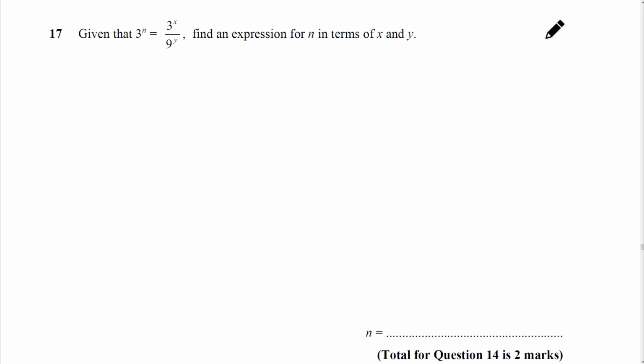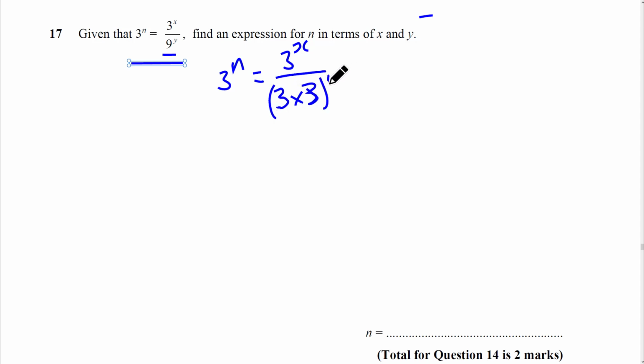Question 17. Right, this is going to be a little tricky because you haven't come across something like this before. But what do we know about powers? We know that when you divide powers, you subtract. But the bases aren't the same. So how can we make the bases the same? So I'm going to say 3 to the n equals 3 to the x over 3 to the power of y.